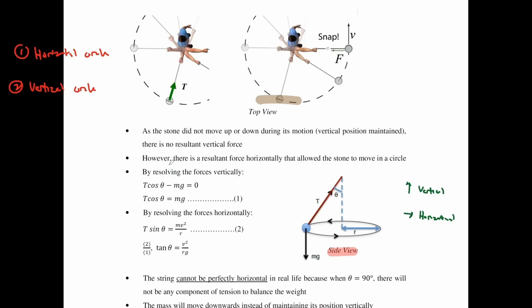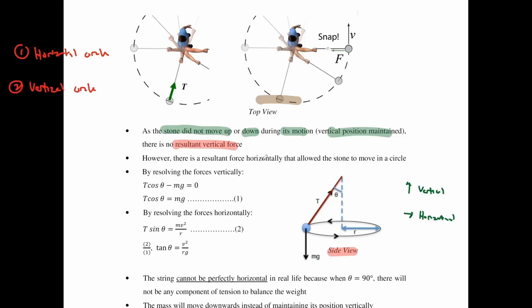Now, when you are swinging the stone so that it moves in a circle, it was mentioned earlier that your stone was moving in a horizontal circle. So when your object was moving in a horizontal circle, your stone actually did not move up or down during the motion. Its vertical position was maintained. So since it didn't move up or down, there's no vertical resultant force. So if I were to analyze the forces later, you will notice that there's no resultant vertical force, okay? But what if I consider the forces horizontally?